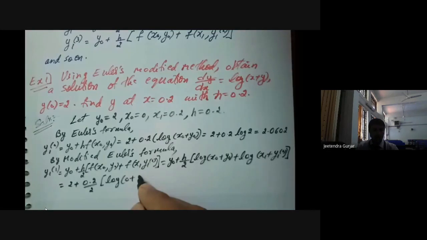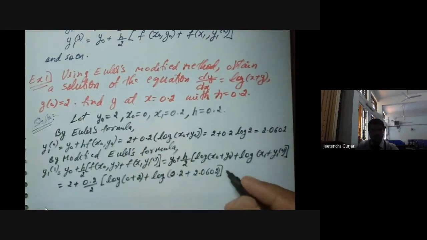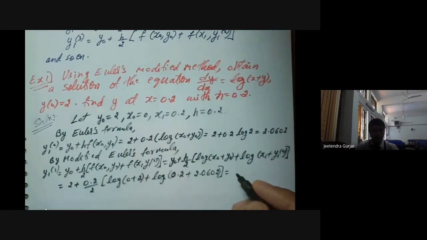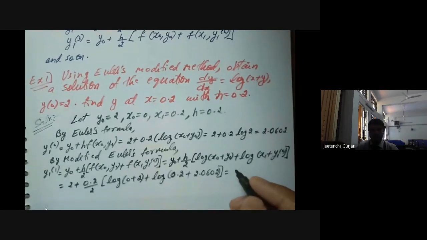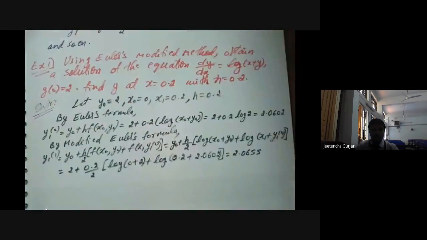So simplify. Already we have calculated x1. x1 is given. I am going to take this x1 as 0.2. And y1 dash I have already calculated. That is 2.0602. So when you simplify this in the calculator directly, you get the answer as 2.0655. So this is how we get the y1 dash. So we'll go with the next one.